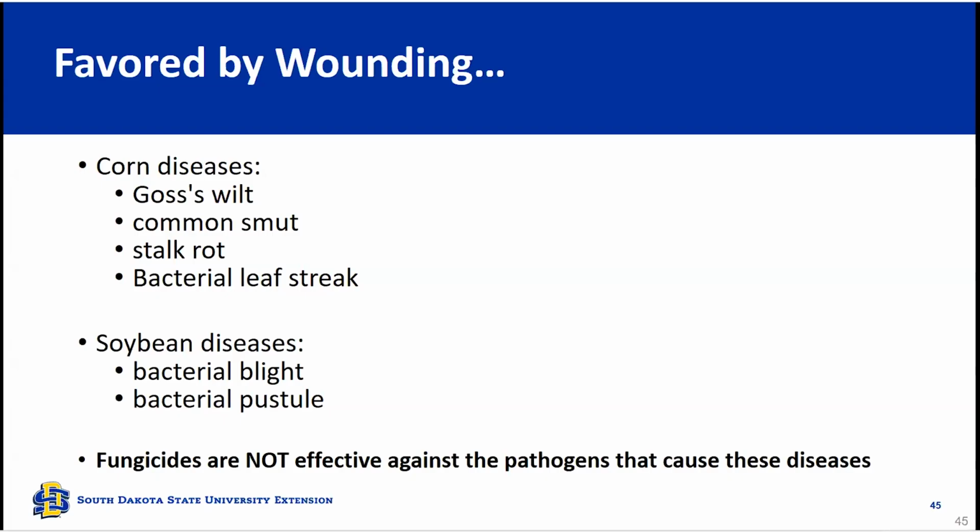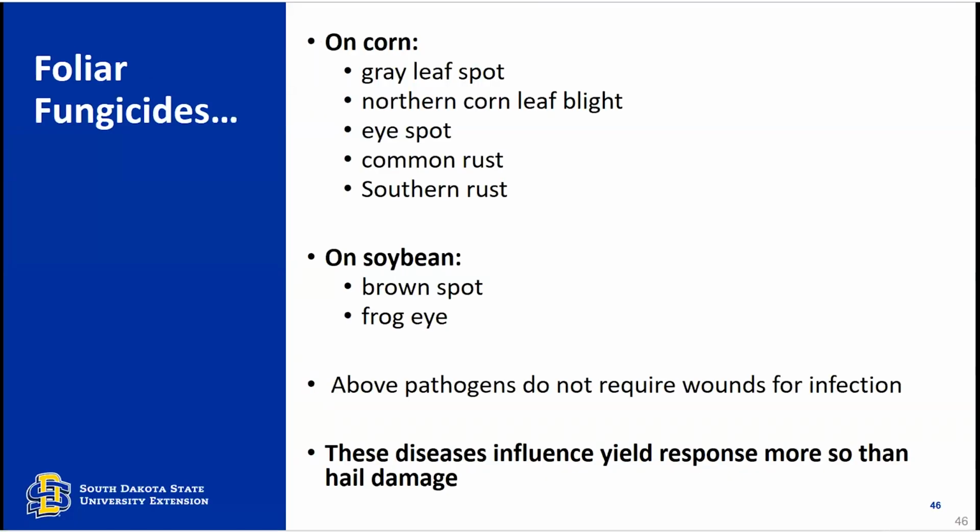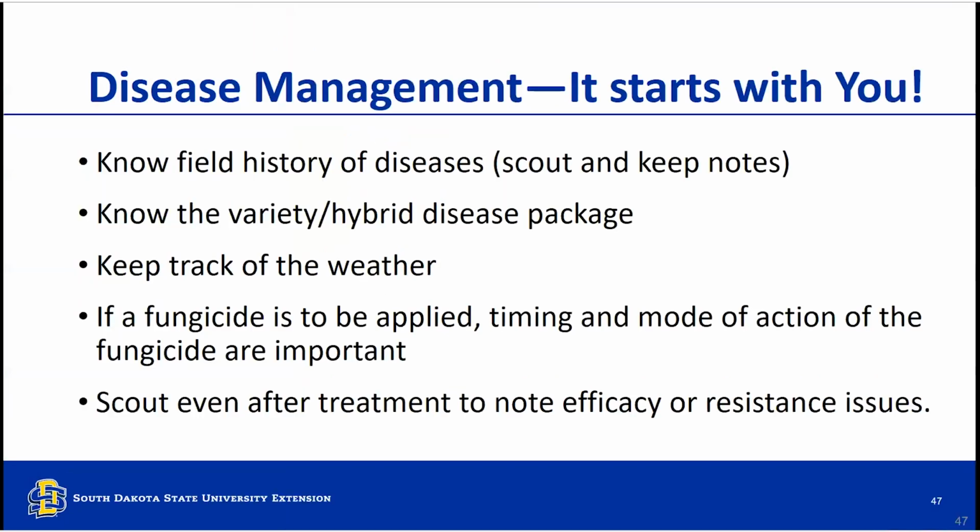Soybean diseases would be bacterial blight, bacterial pustule. Again, we don't use a fungicide to control bacterial diseases. These are our fungal diseases that you could use a fungicide for. I don't have tar spot listed on here just because we've not had to spray it here in the state, but it could be on there, right? So fungal diseases do not need a wound. These are the diseases that influence our yield response to a fungicide, more so than our hail damage.